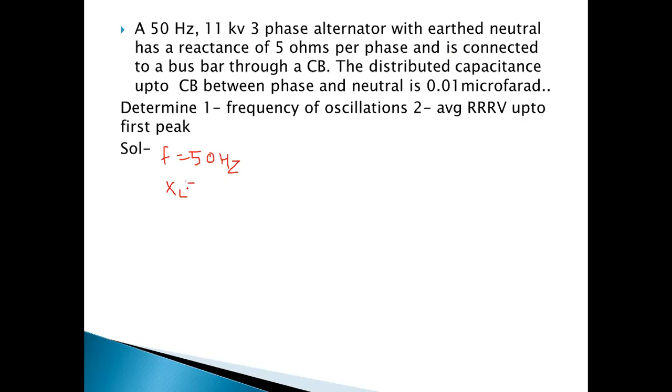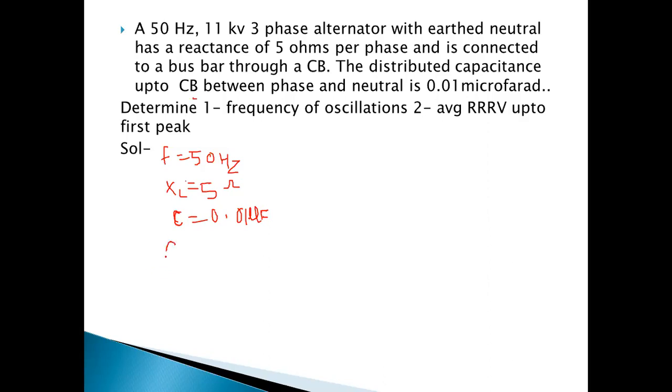So this is your example only. It is 5 ohms per phase and is connected to a bus bar through a circuit breaker. The distributed capacitance of the circuit breaker between phase and neutral is 0.01 microfarad, so capacitance C is equal to 0.01 microfarad. Determine the frequency of oscillations.